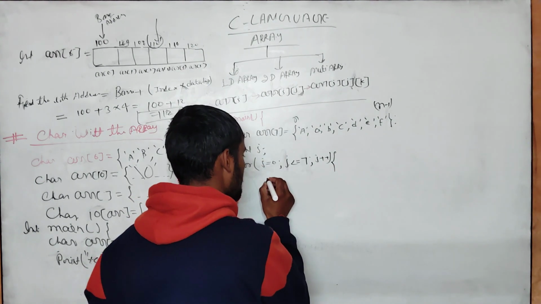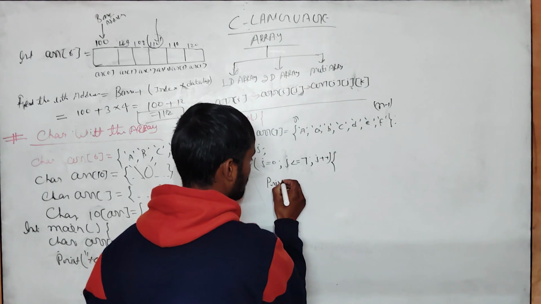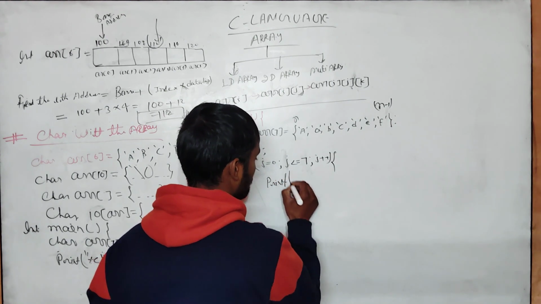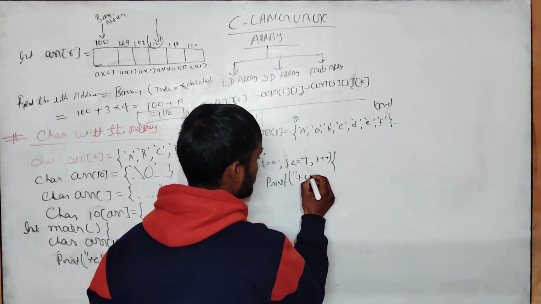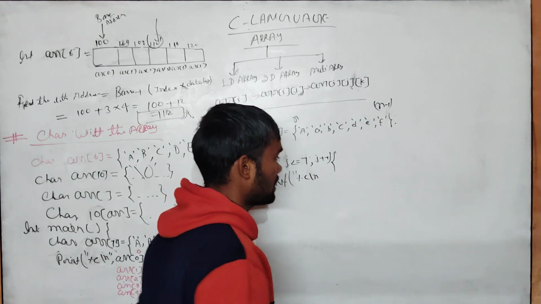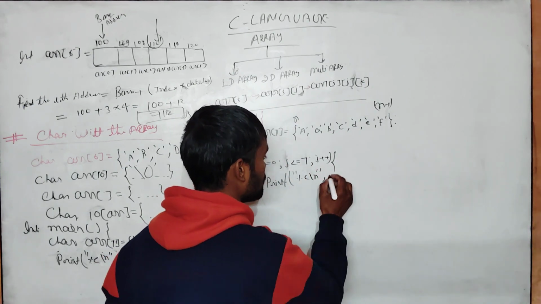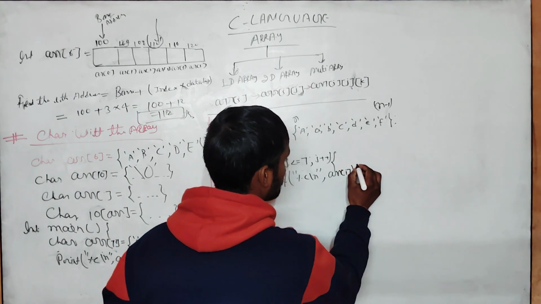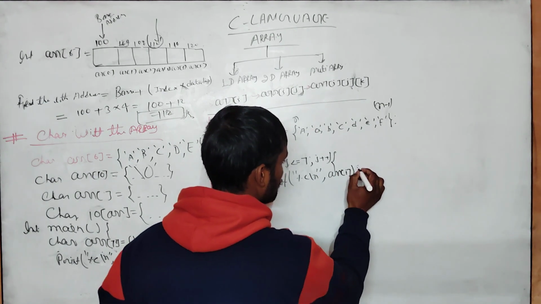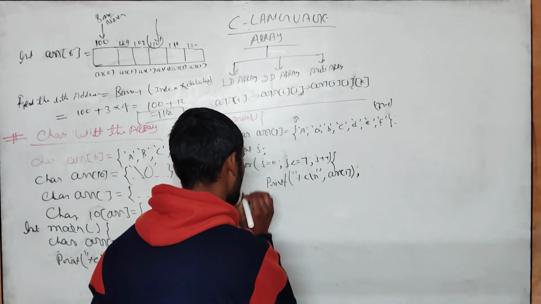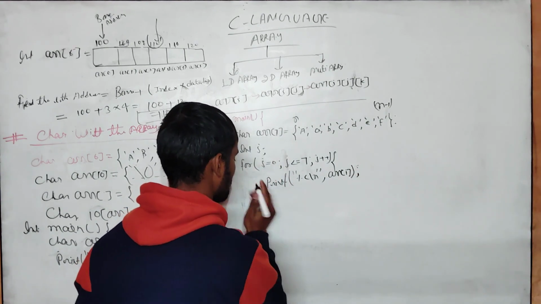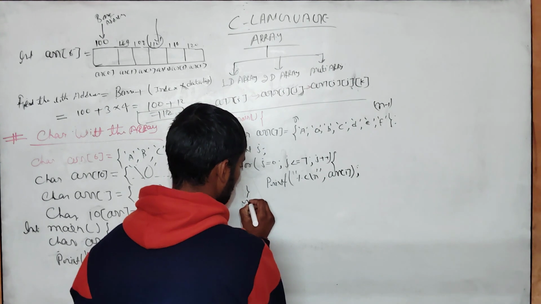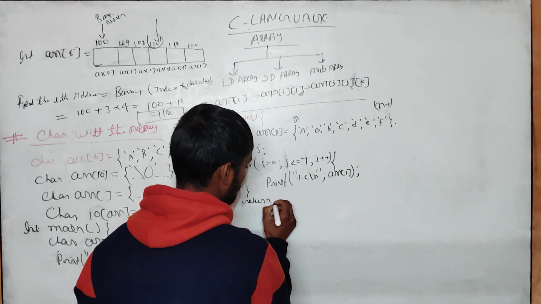Fine. And I am writing here the print statement: printf percentage c slash n. After it I will use arr of i. Fine, and I am writing this thing and this thing, and I return here, return 0.